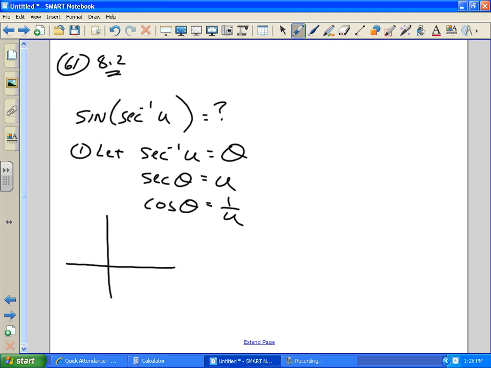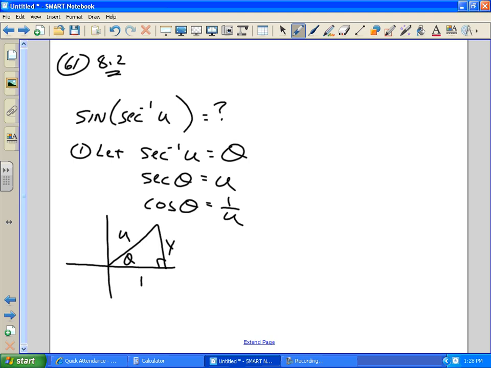Where is the inverse cosine defined? From 0 to pi. Let's assume u is positive. They don't say it, but I'm going to assume it's positive to make life easy. So here's theta. The cosine is adjacent over hypotenuse.